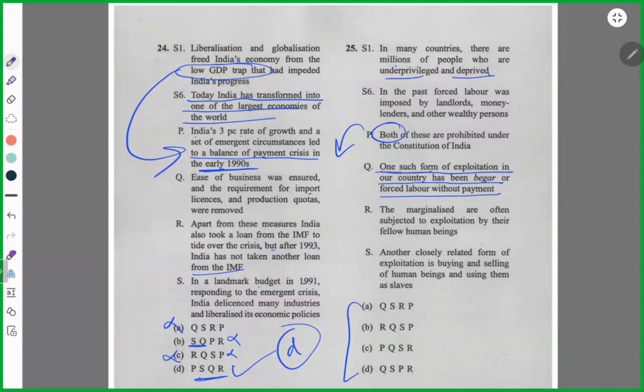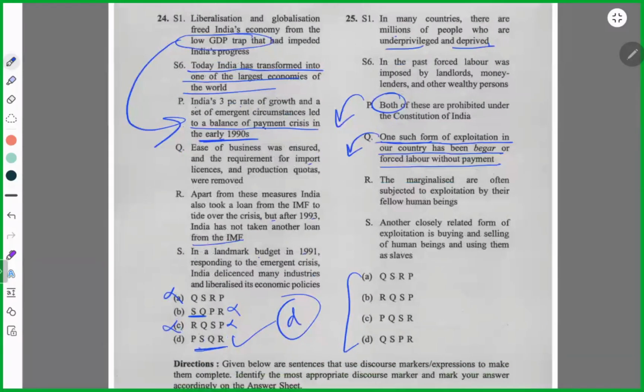One such form means there are certain... Again, something should be mentioned before this. There is something that needs to be mentioned before this, because they are writing "one such form." That means something has already been talked about before it, right?